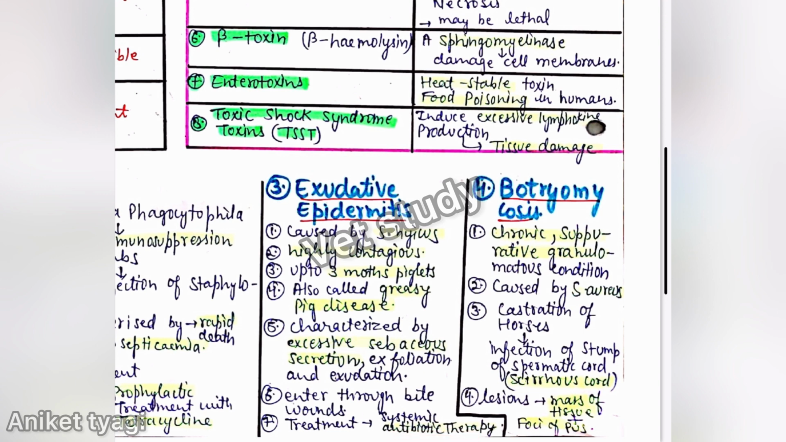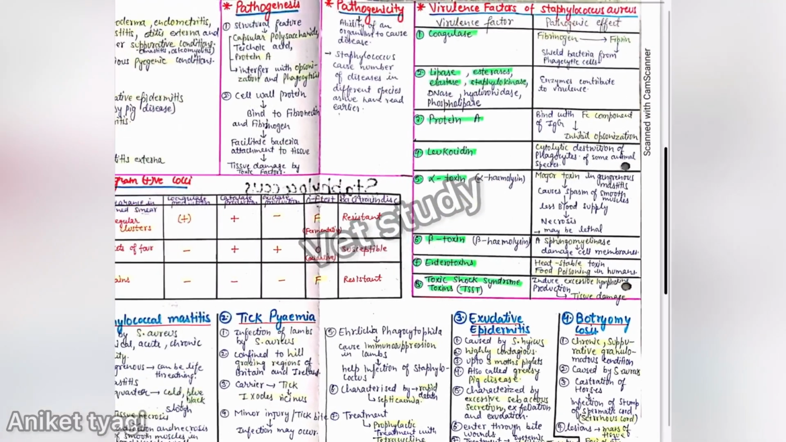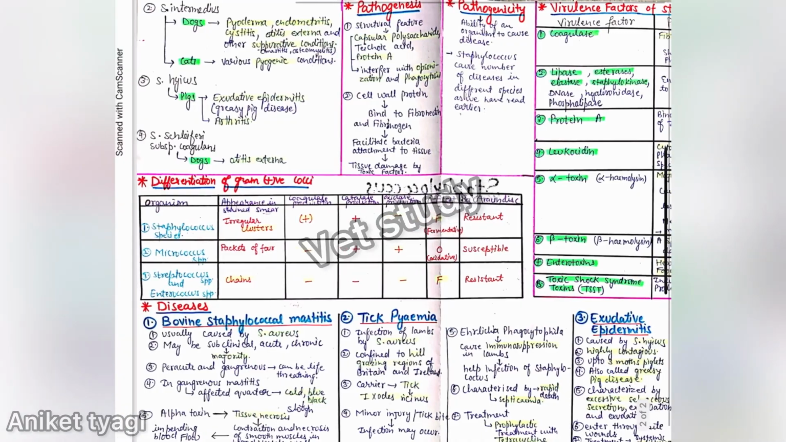Last but not least, we have Botryomycosis. It is a chronic suppurative granulomatous condition caused by Staphylococcus aureus. It happens after castration of horses, when there is infection of the stump of the spermatic cord, known as scirrhous cord. The lesion is a mass of tissue with foci of pus. So these are the conditions we will see due to Staphylococcus.